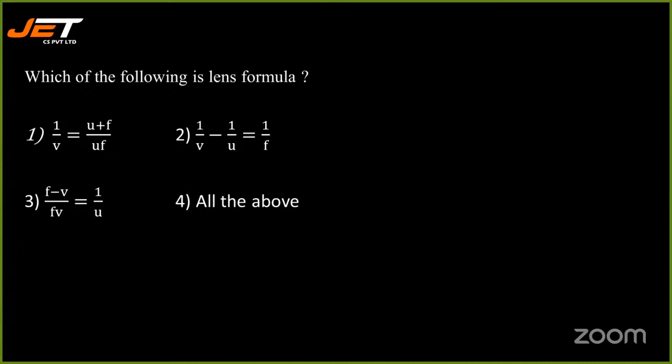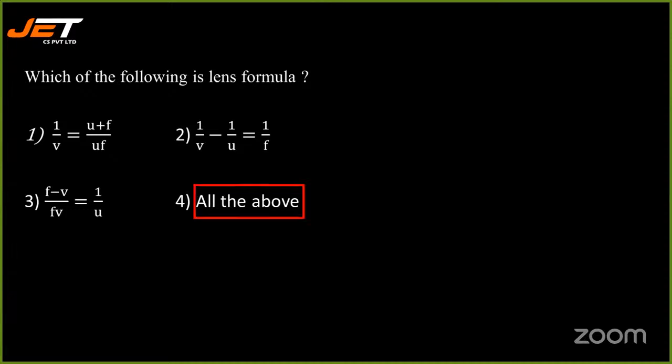Instead of sending 1 by u to the other side, I'll keep 1 by u on this side only, and bring 1 by f to this side. I'll get the third option. So basically, the answer is all of the above.